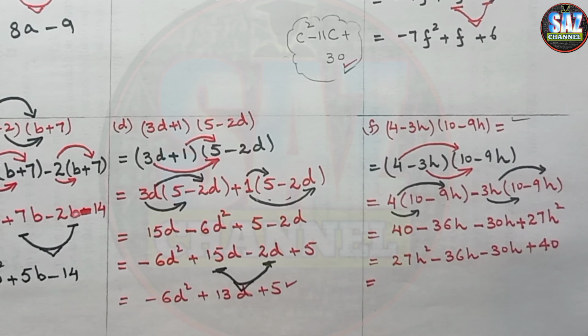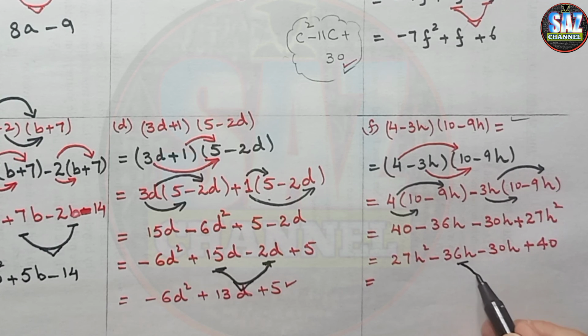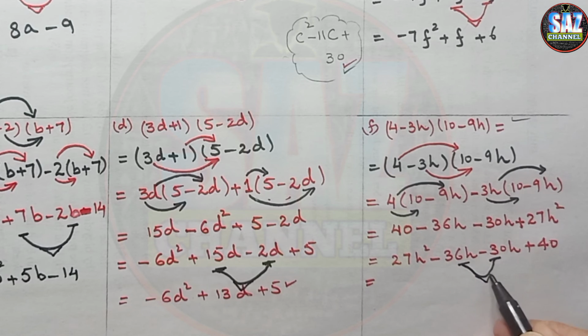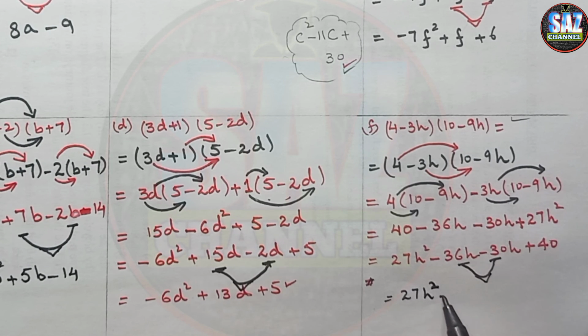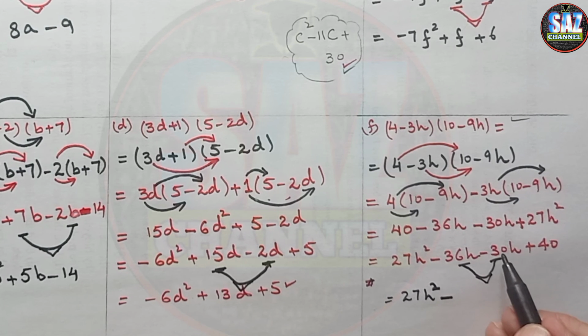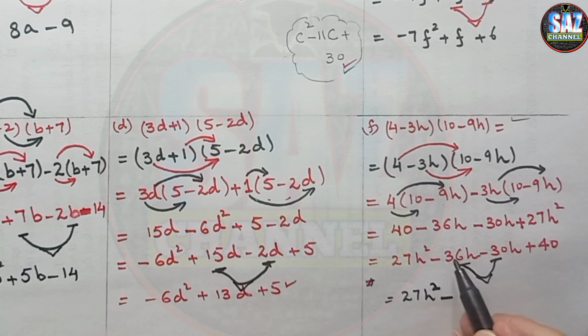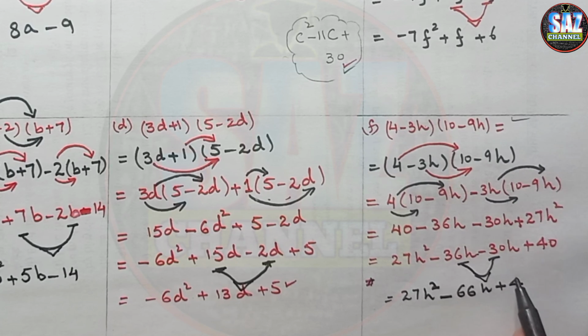Okay, now solve the like terms with respect to their signs. Okay, and do not forget the rule of integers. This will become 27h square. 36h and 30h both have the same sign, and this is a negative sign, so I have to mark this sign here, and then I have to add up these two numbers. 6 plus 0 is 6, and 3 plus 3 is 6, h plus 40.